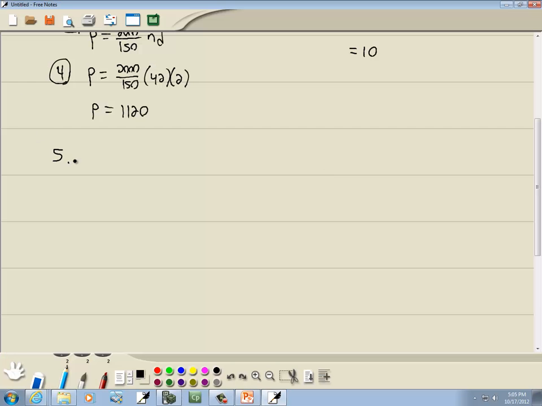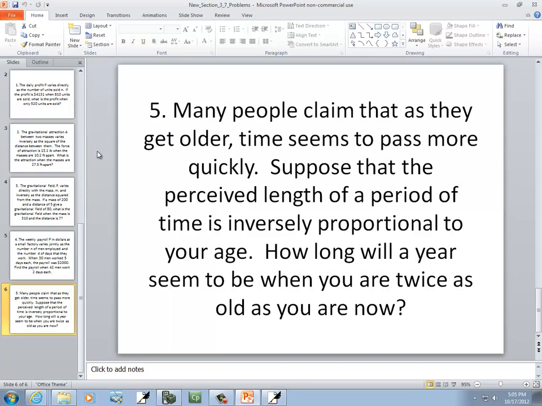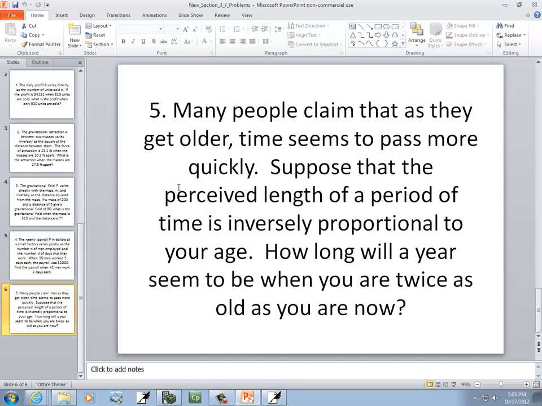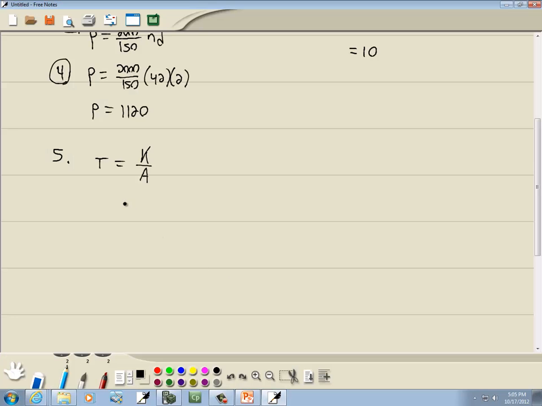So let's look at this. Problem number 5. Many people claim as they get older, time seems to pass more quickly. Suppose that the perceived length of a period of time is inversely proportional to your age. So, time is inversely proportional to your age. T for time, A for age. Inverse part always goes in the denominator. It says, how long will a year seem to be when you're twice as old as you are now?